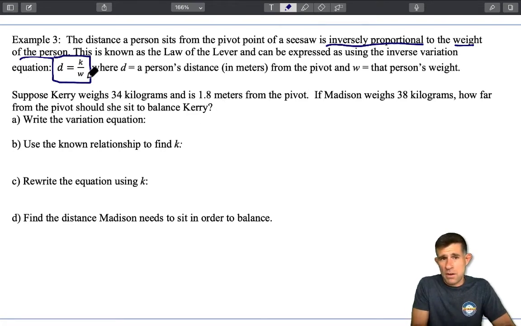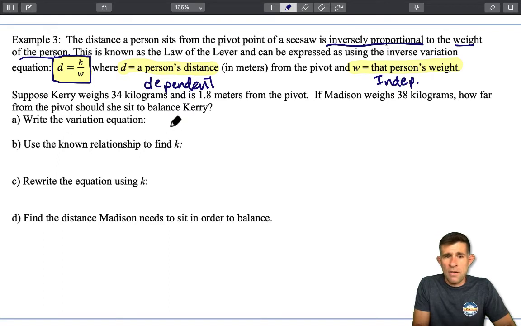So let's start off by writing our equation. And it's nice that it's already given to us here. The distance from the pivot point is inversely proportional to the weight of that person sitting on the seesaw. They've also already defined our variables. D is the distance a person sits from the pivot, and W is that person's weight. However, they didn't tell us which one is the dependent. And you might already be able to tell this, but your distance is your dependent, and the weight is going to be the independent. All right, so we have our variation equation.